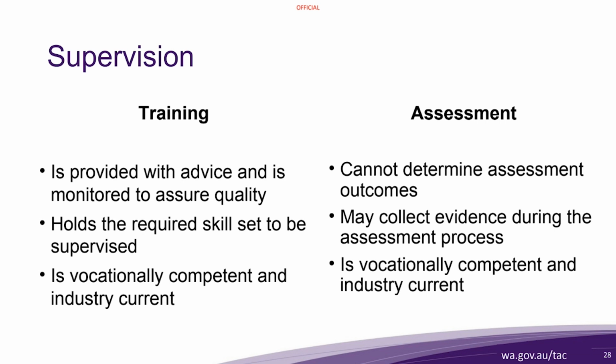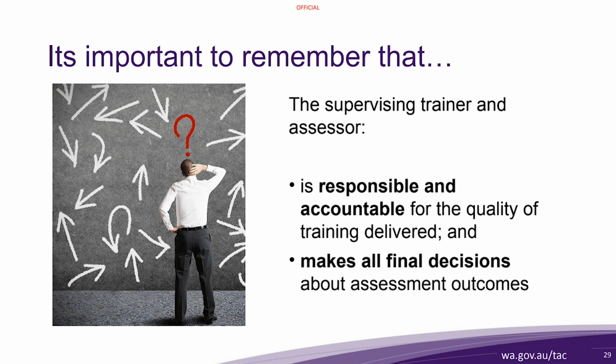And so we need to talk about this notion of supervision. And when it comes to thinking about a supervisor, we are basically saying the person who is acting as a supervisor, and this is covered in the standards in clauses 117 to 120, is responsible and accountable for the quality of training being delivered. So that individual who is being supervised is responsible for following instructions and for taking advice and for having vocational competence and industry currency, but the end quality of the end product is the responsibility of the supervising trainer and assessor, and also the supervising trainer and assessor makes all the final decisions about assessment outcomes.